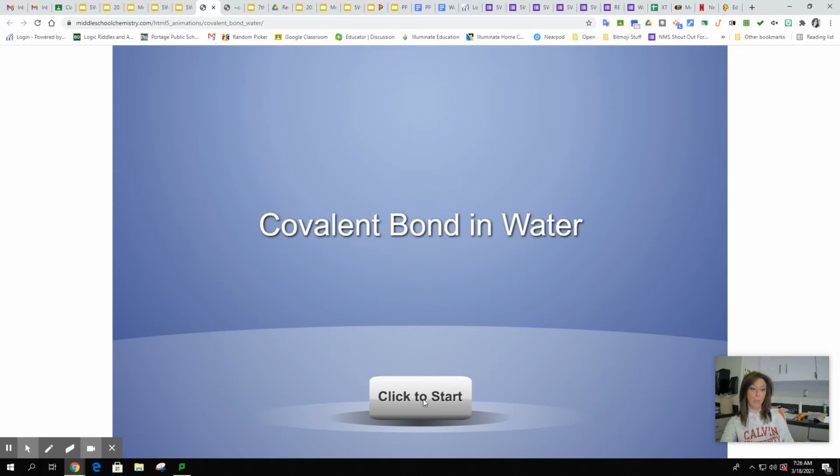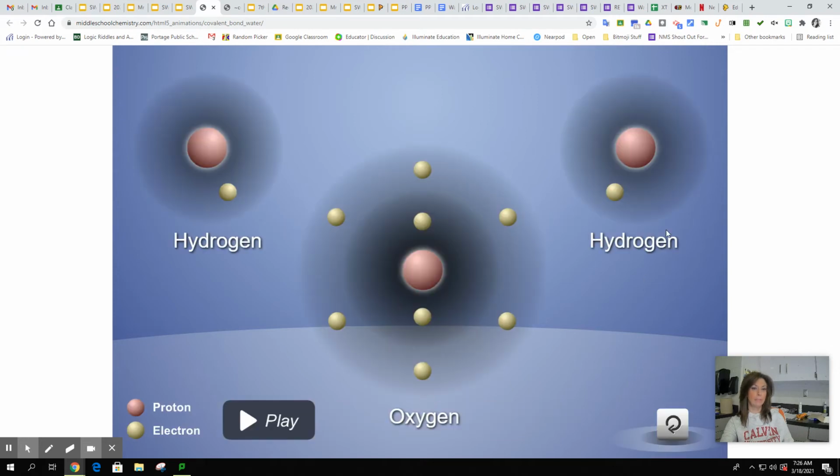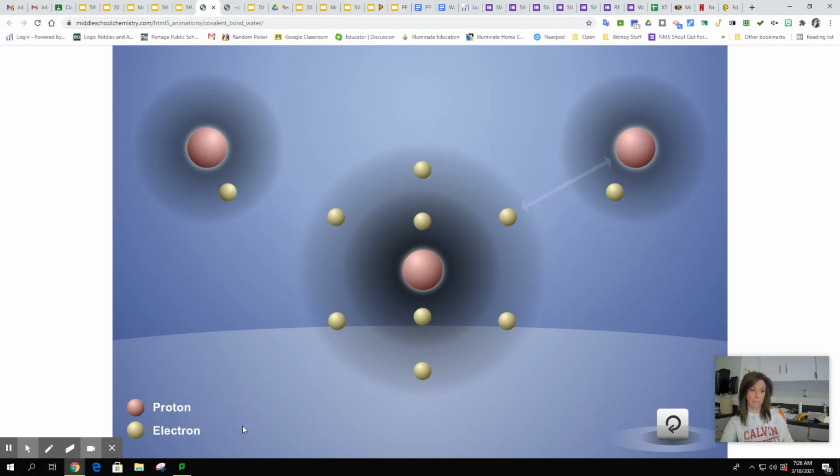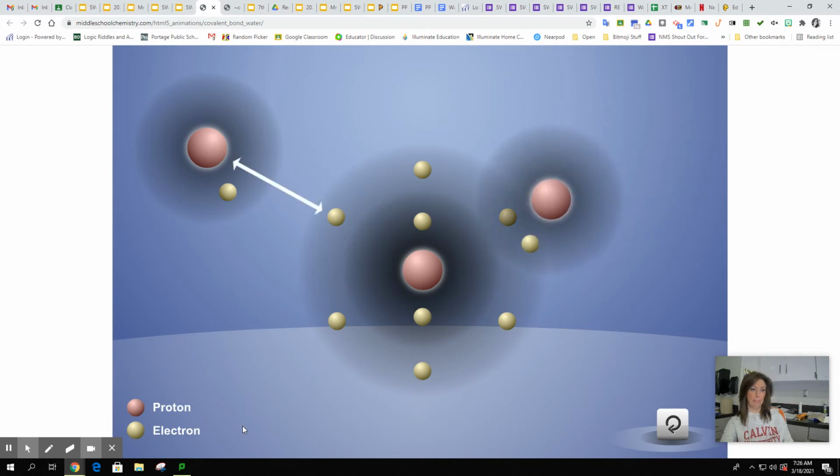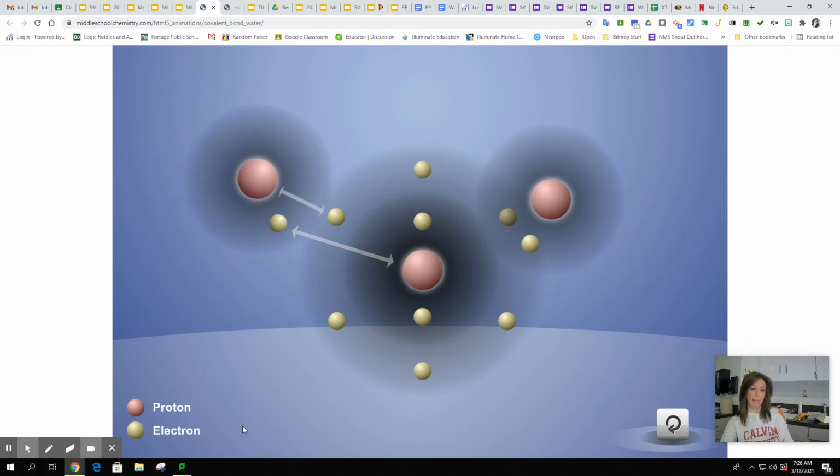All right, covalent bond in water. There's our hydrogen atom. There's our hydrogen atom. At one point, these 2 atoms were bonded to make hydrogen gas, but a chemical reaction occurred, and now they're bonding with this oxygen atom. This oxygen atom has 8 electrons. So let's see how they connect. And connect. All right, so now we have H2O.